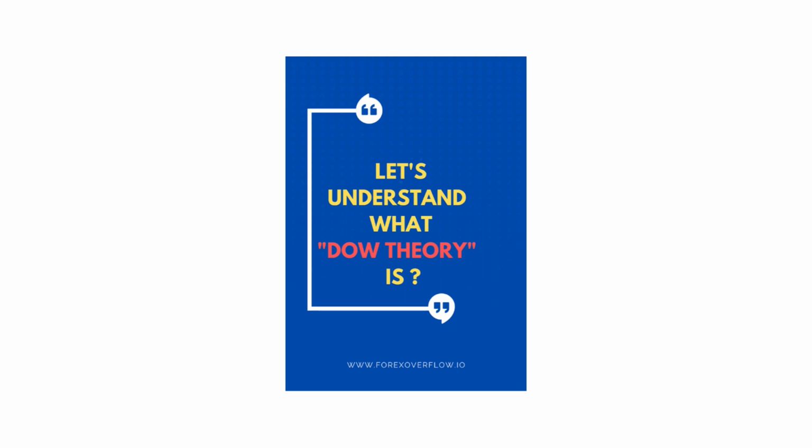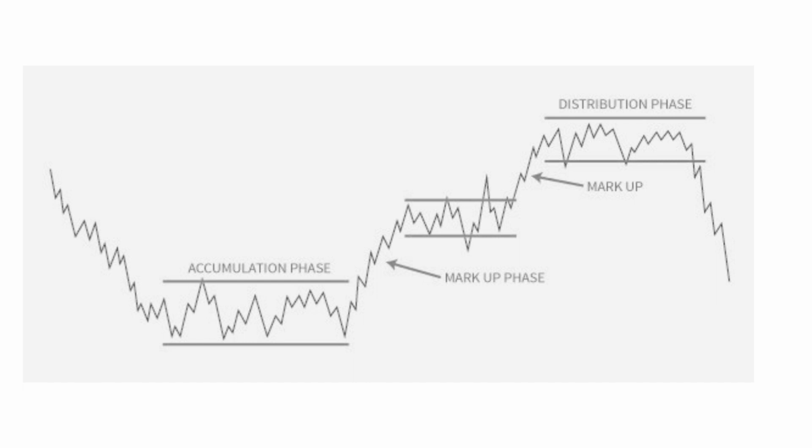The different phases of market as per Dow theory. Dow theory suggests the markets are made up of three distinct phases, which are self-repeating. These are called the accumulation phase, the markup phase, and the distribution phase.